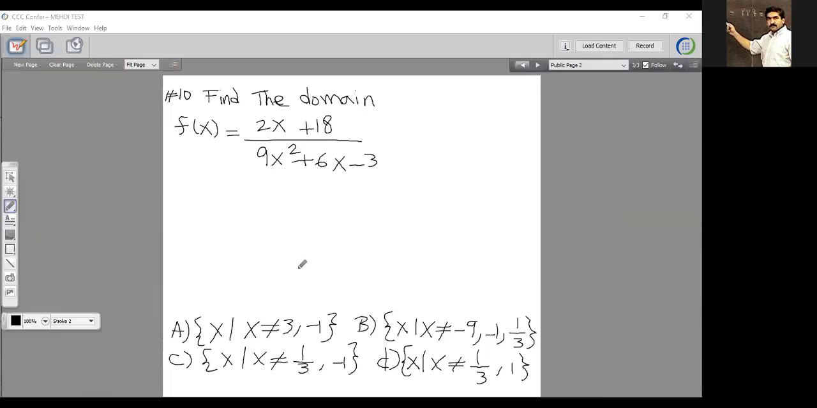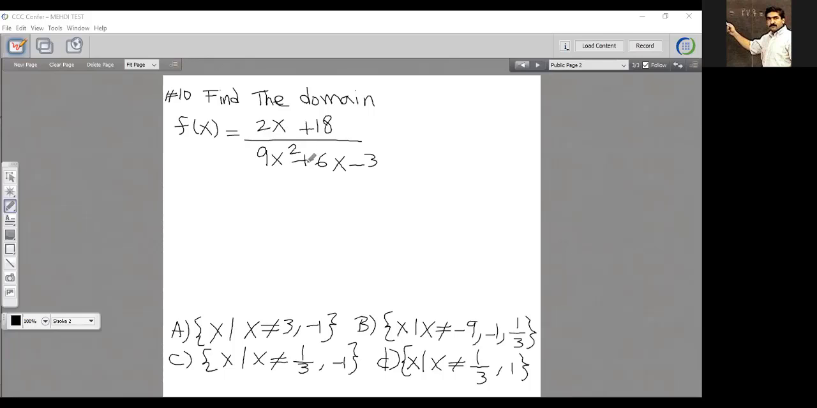Here we want to find the domain. If you recall, domain is the value of x. So we want to see what are the restrictions we have for x. For what value of x is this whole thing going to be undefined? This f of x is going to be undefined. We don't have a restriction for the top of the fraction because I can have a 0 at the top of the fraction. It's still going to be 0.